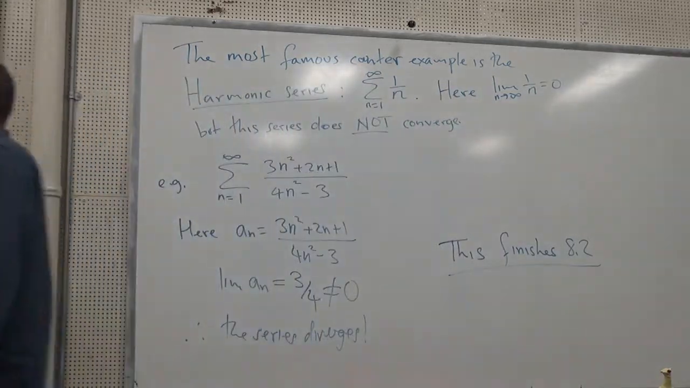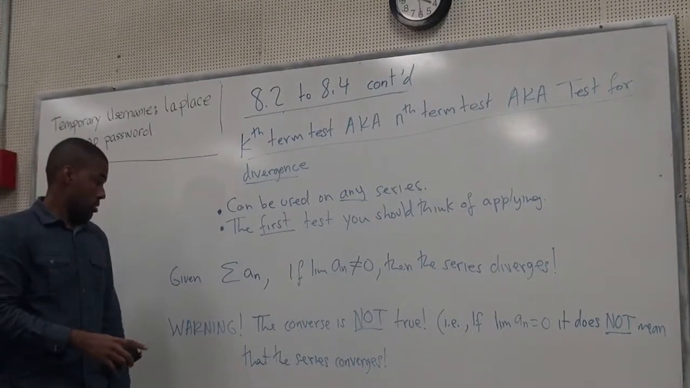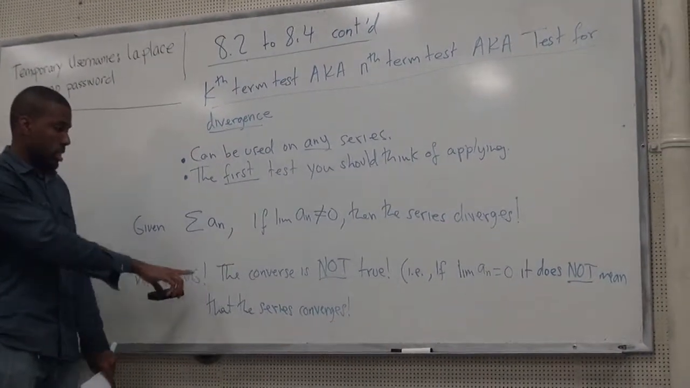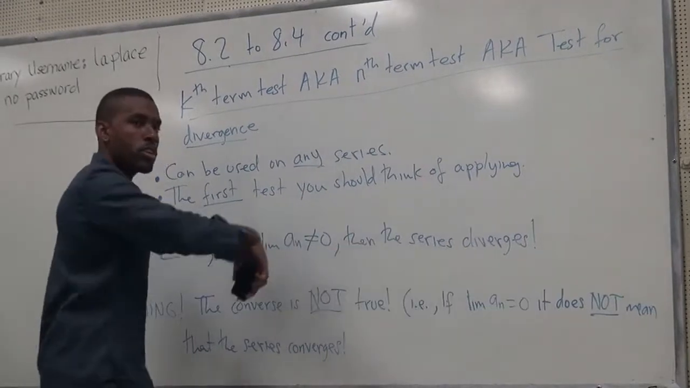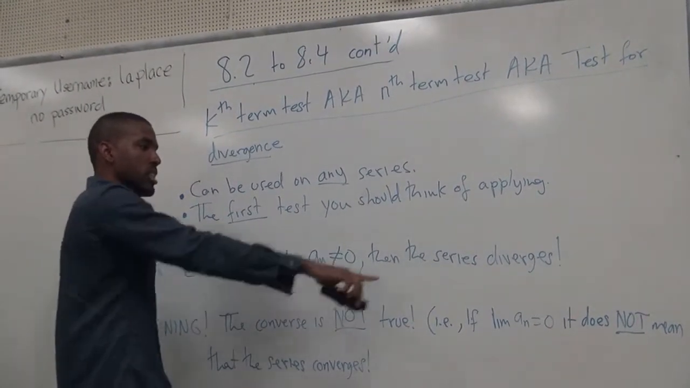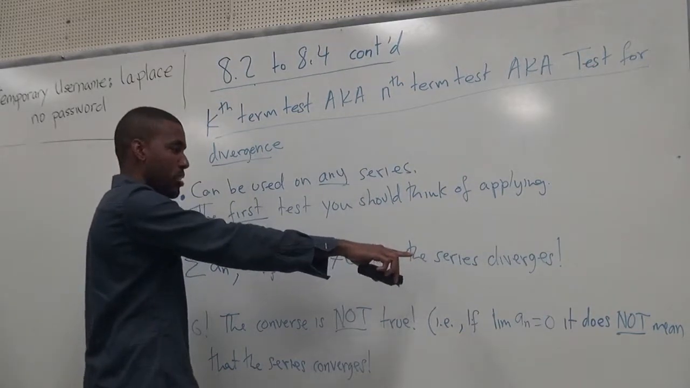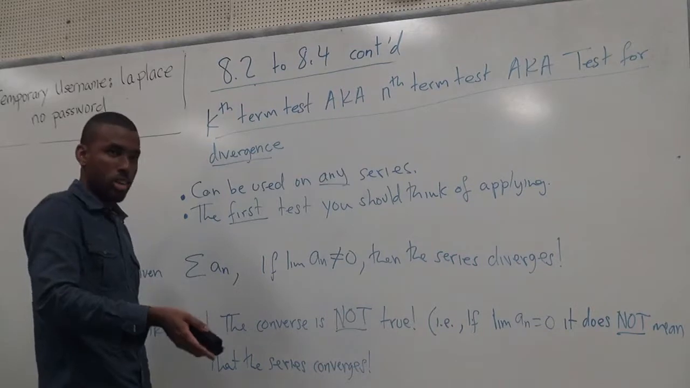Let's move on to the next test. Any questions on this, by the way? So this is called the test for divergence, or the nth term test, or the kth term test. Warning: it says the converse is not true, meaning the reverse statement is not true. It says if the limit is not 0, it diverges. It's not true that if the limit is 0, it converges. That's not true.